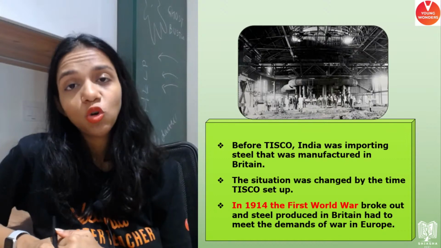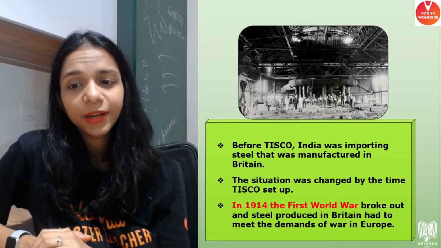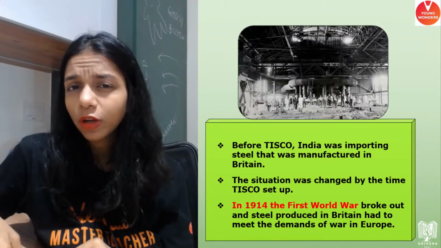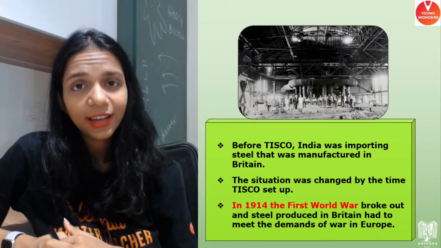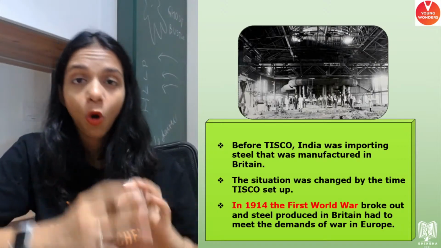Now, before TISCO, India was importing a lot of steel that was being manufactured in Britain. TISCO initially had a lot of problems selling their iron and steel in India because the Britishers were not helping Tata Iron and Steel at all.